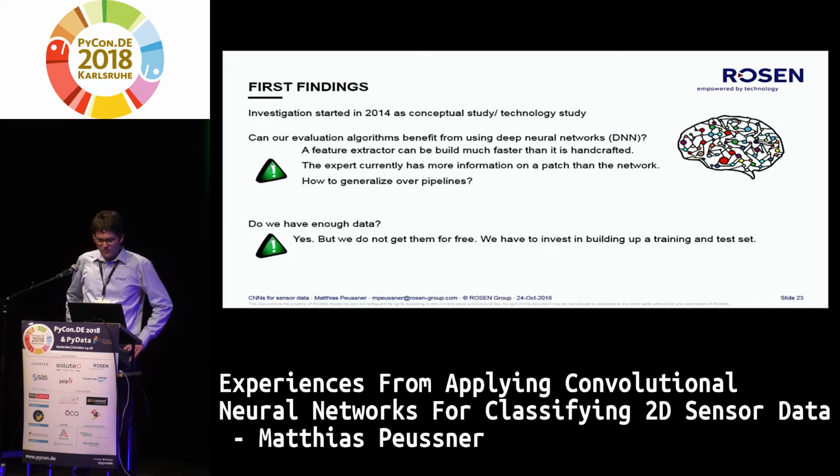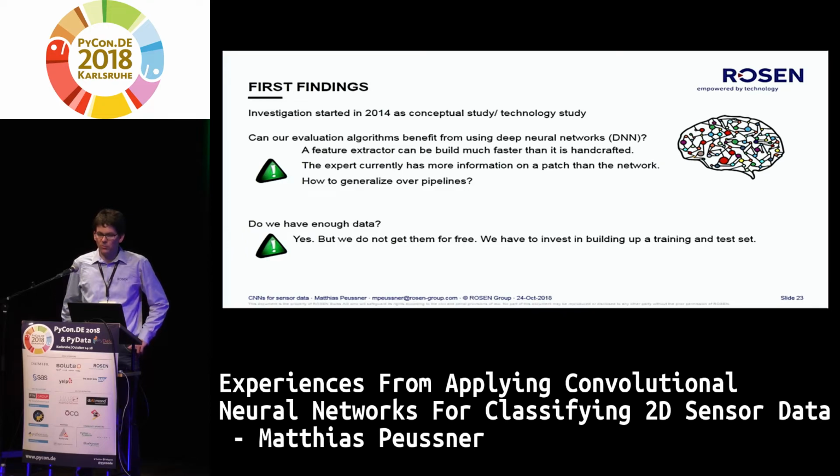Some answers to the question is, of course, deep learning can tackle sensor data. You can really get fast to a solution. You can create a feature extractor just by training a simple training like classification. But you have to think about additional data you have to input into your network. And the problem is how to generalize over different pipelines. That is data you haven't seen before.